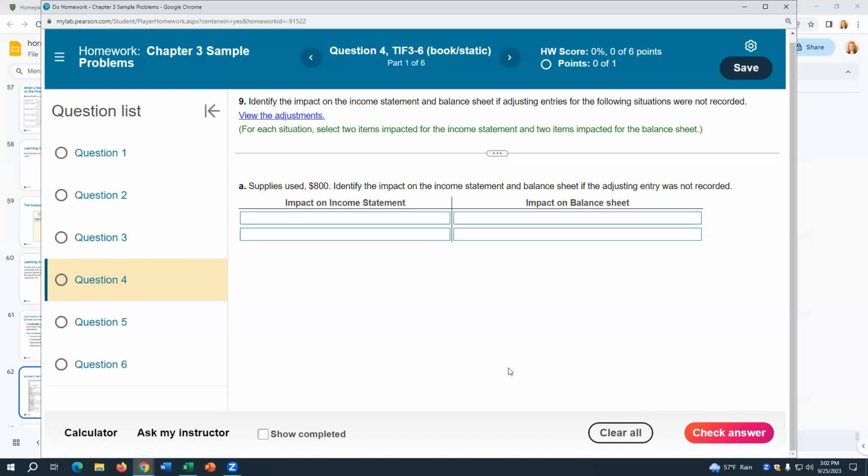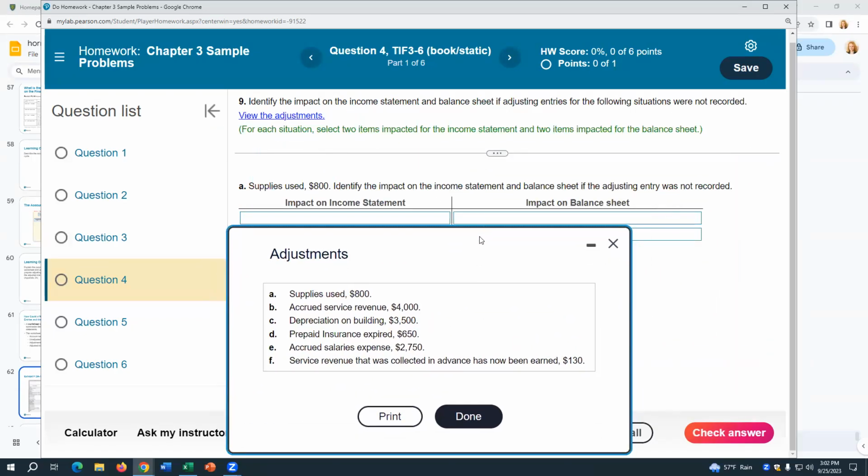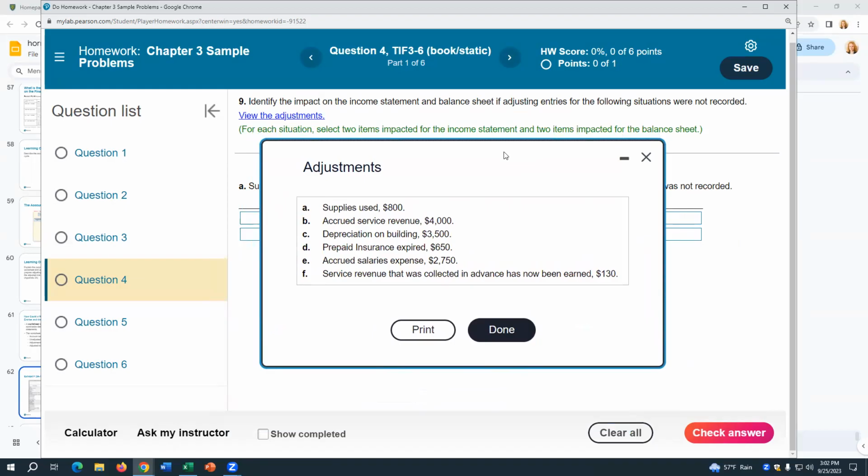All right, so here we've got a list of adjustments. The very first one that they want us to look at is we used some supplies for $1,800. So thinking about the entry that we make here, what would be the adjusting entry that we would make?